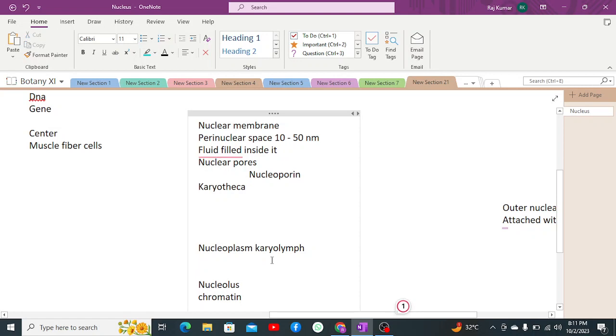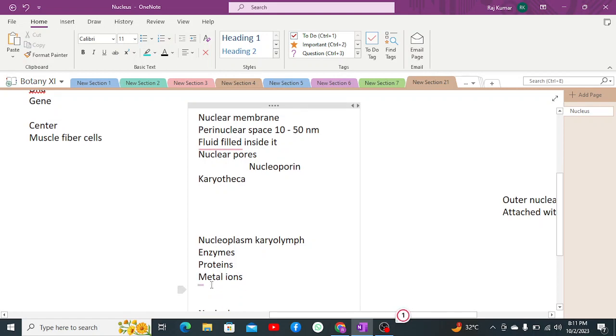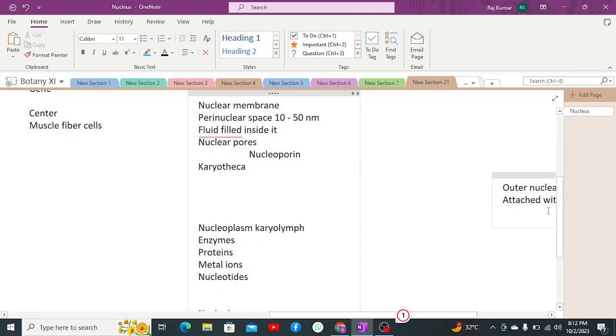Nucleoplasm is a fluid-filled space. It is the fluid present inside the nucleus. It consists of enzymes, which include DNA polymerase and RNA polymerase, as well as proteins, involving histone and non-histone proteins, and metal ions such as magnesium ions. Nucleotides are present here as well. These are some materials present inside it.